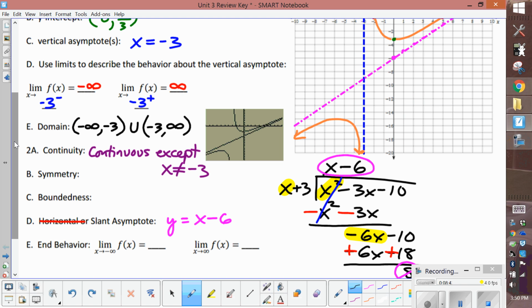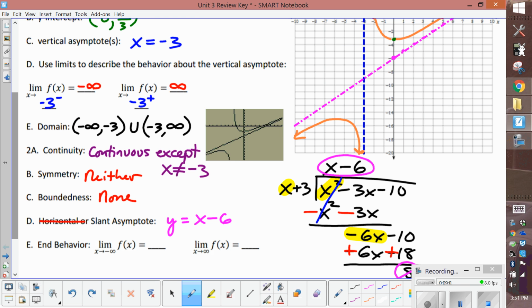Symmetry. We usually go with odd, even, or neither. Even means I could reflect it over the y-axis. Odd means I could rotate 180 degrees. This is a neither situation. Boundedness, it's not bounded above, it's not bounded below. So I would say none.